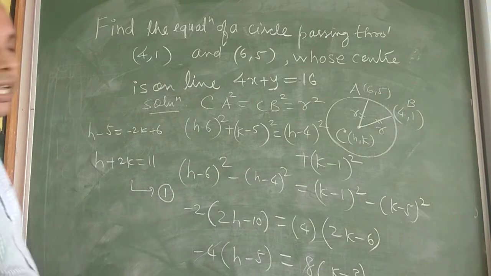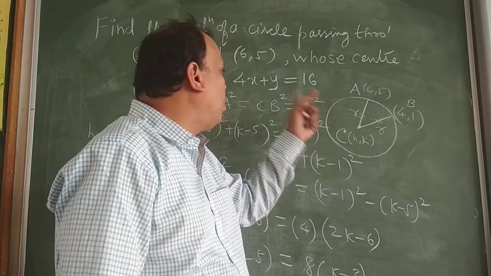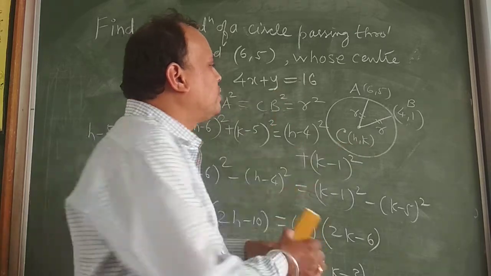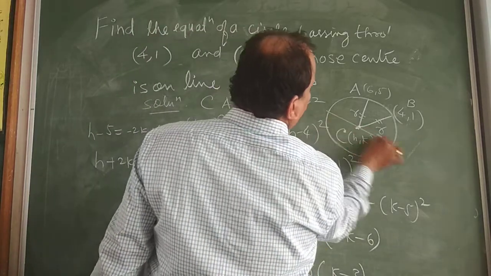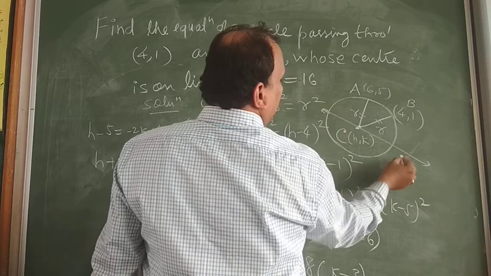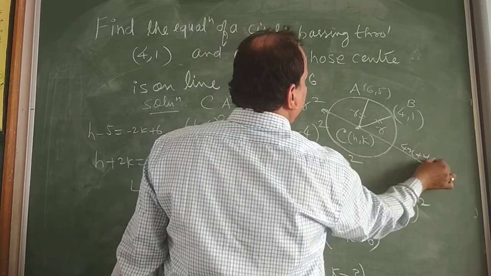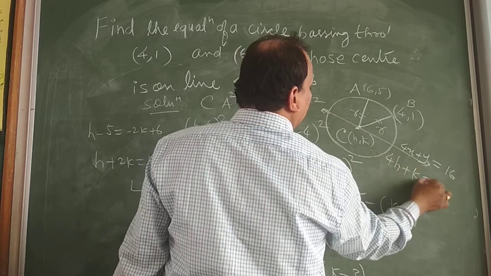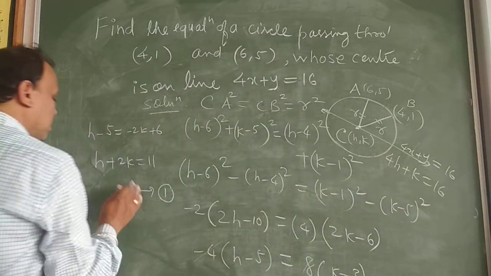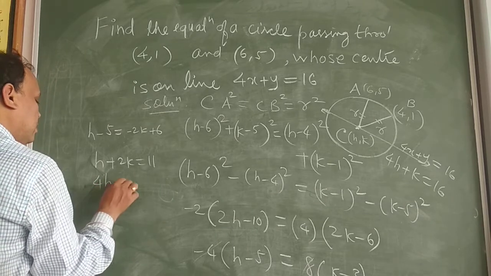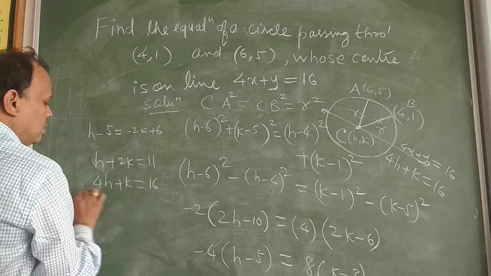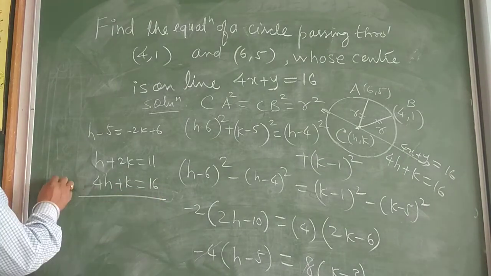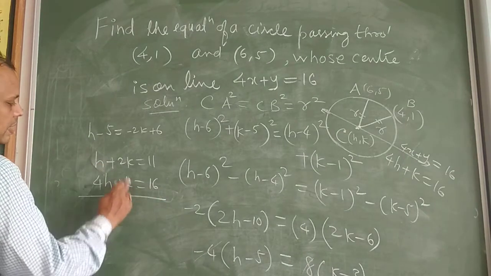And since we have got the center lying on this line, the coordinates of the center will satisfy the equation of the line. They are saying this is the line, for example, and its equation is 4x plus y equal to 16. Then we can write 4h plus k equals 16. So I will write it here, 4h plus k is equal to 16. So when you solve this, you can solve very well. You can multiply it by 2, and subtract it.